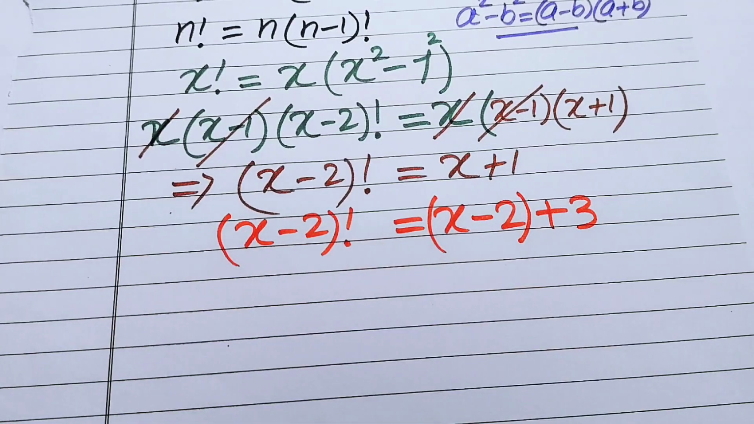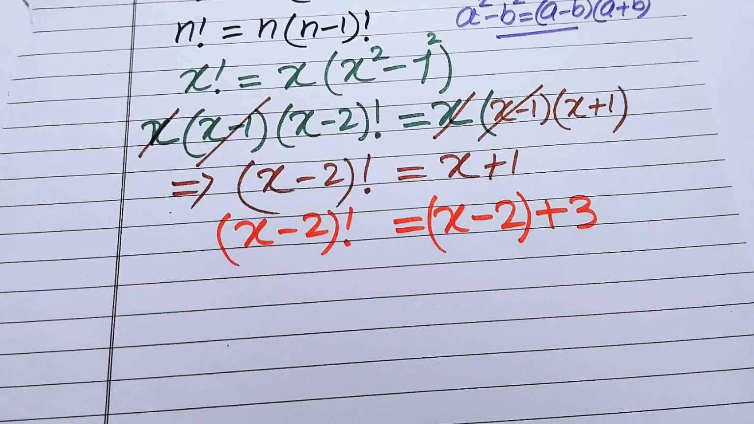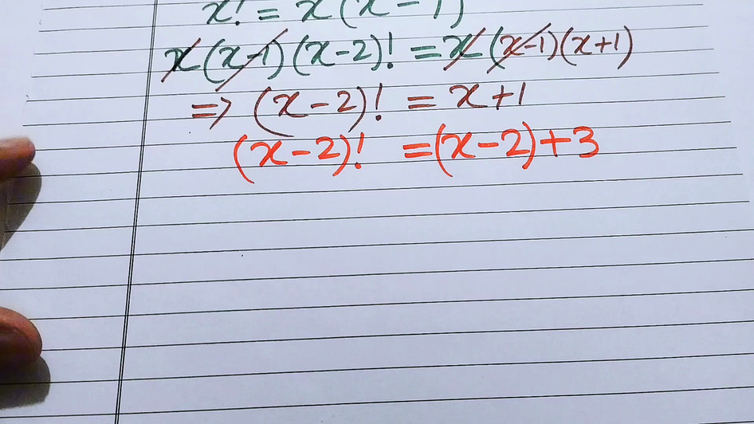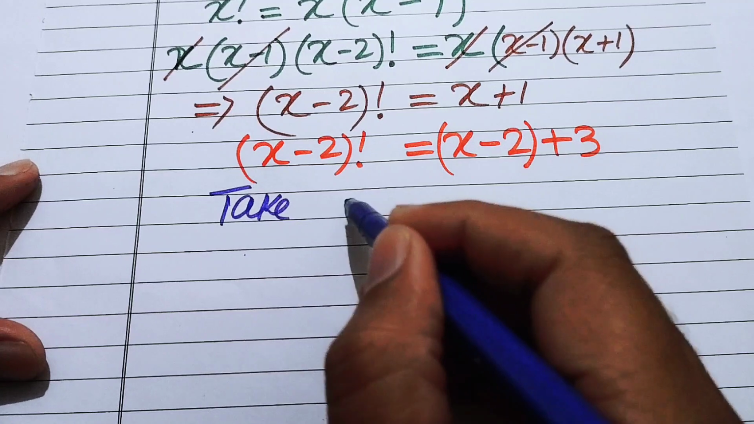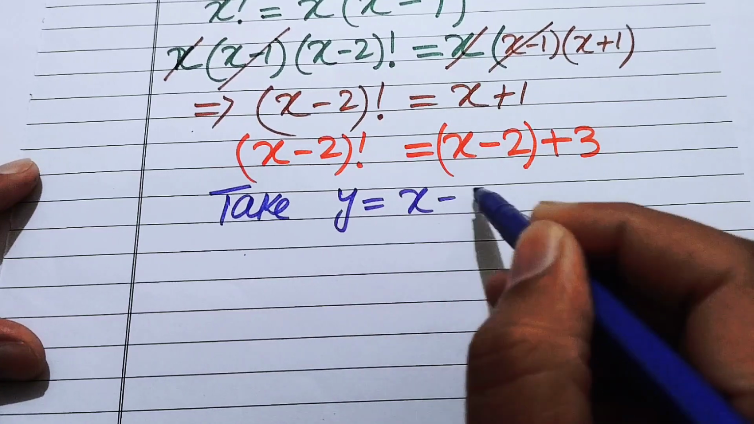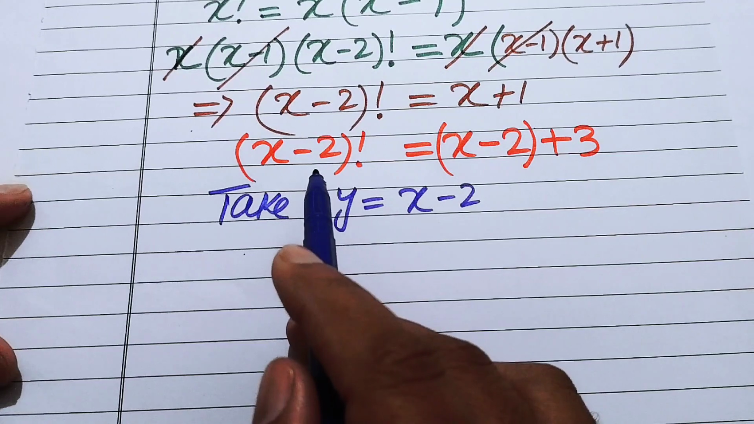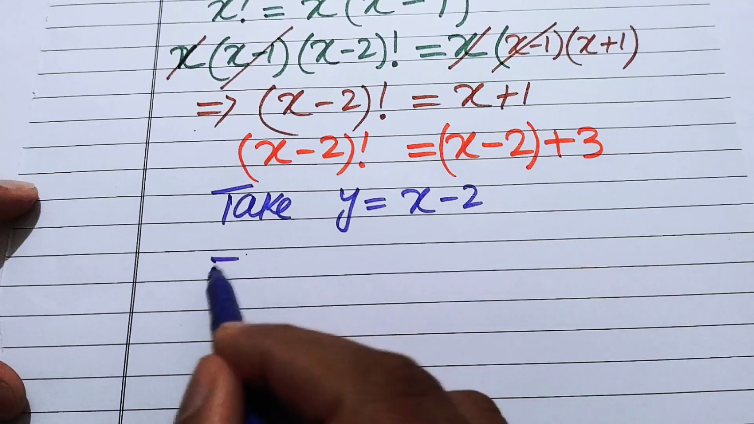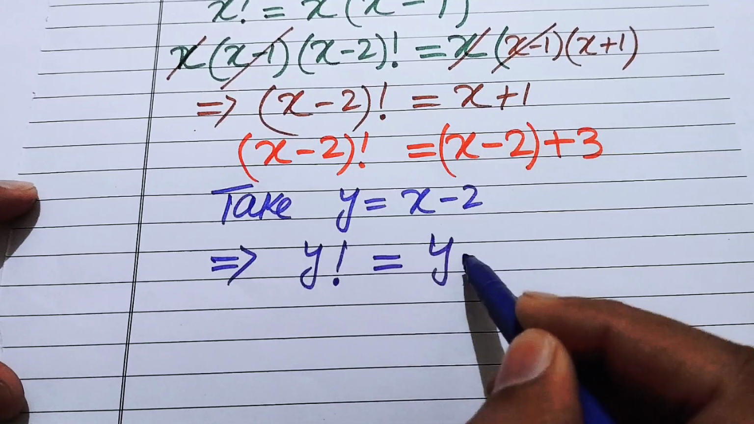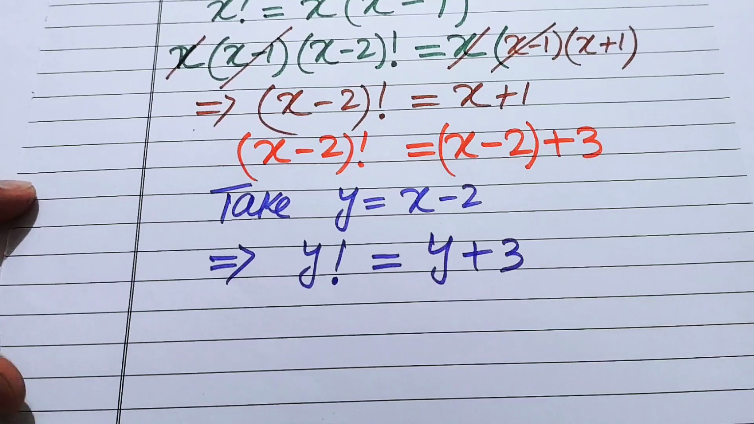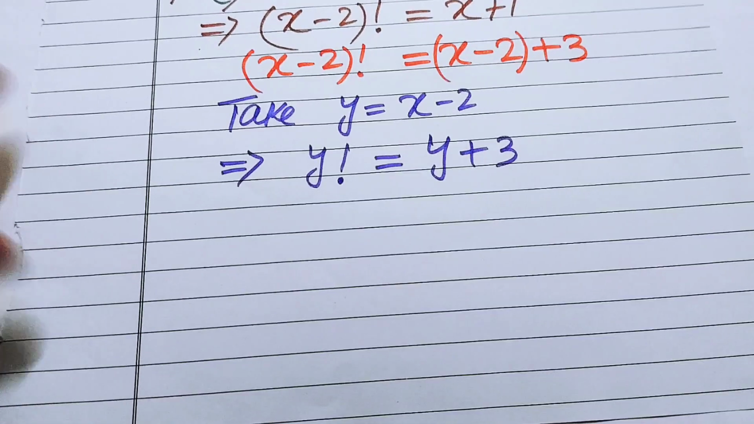Now in the next step we will convert this nice equation into a simplified form. In order to do this, we need to make some substitutions. I can take y equals x minus 2. When you put y equals x minus 2 on both sides, then you will obtain y factorial equals y plus 3. So this becomes the simplified form.